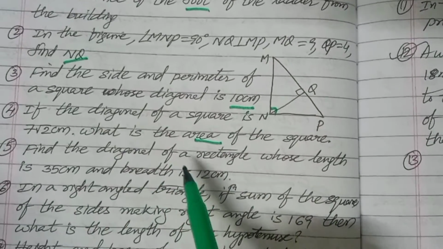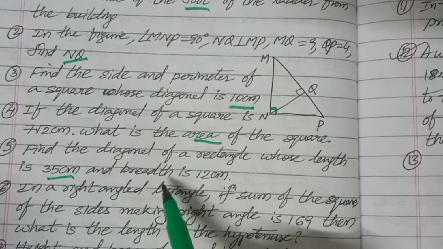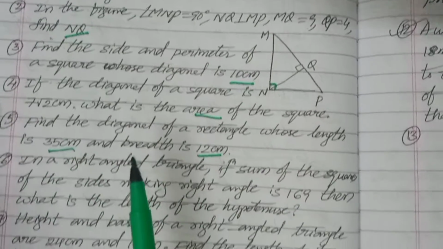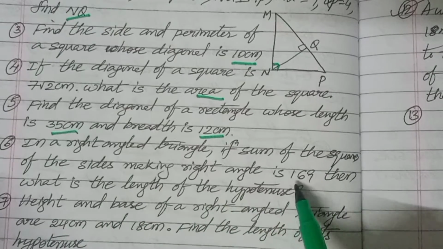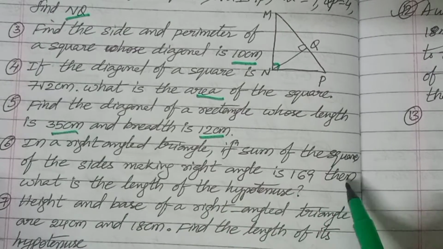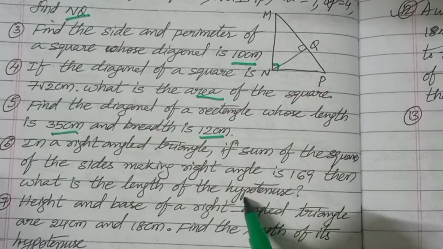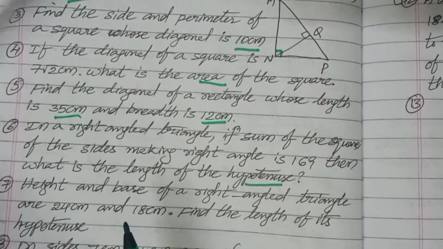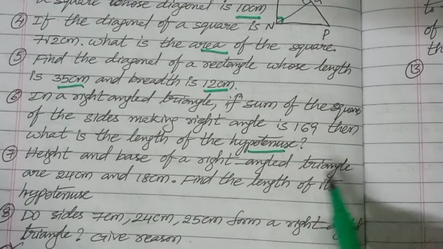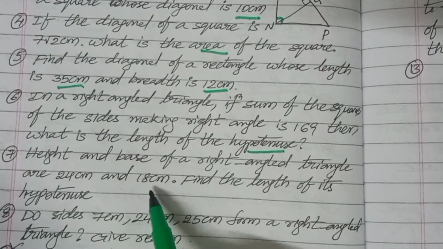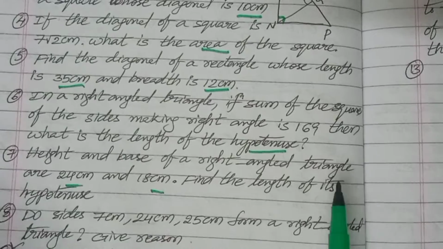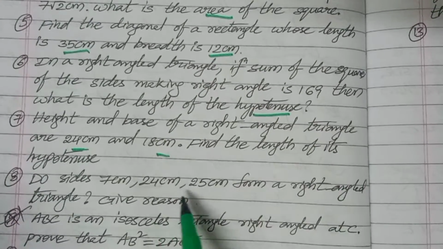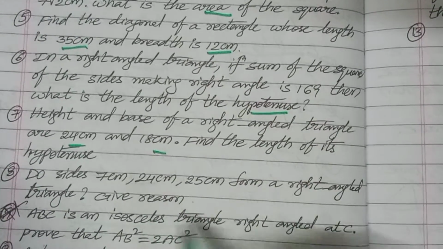Find the diagonal of a rectangle whose length is 35 centimeters and breadth is 12 centimeters. If in a right angle triangle the sum of the squares of the sides making the right angle is 169, then what is the length of the hypotenuse? Height and base of a right angle triangle are 24 and 18 centimeters. Find the length of the hypotenuse. Do 7 centimeters, 24 centimeters and 25 centimeters form a right angle triangle?